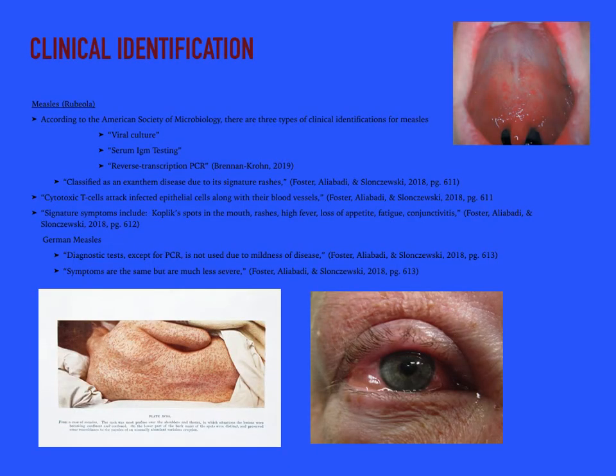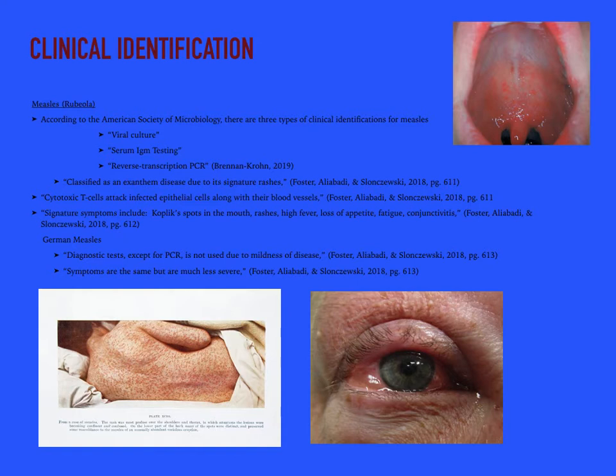Clinical identification. According to the American Society of Microbiology, there are 3 types of clinical identification for measles: viral culture, serum IgM testing, which is where they test the antibodies in your blood to see if you've ever had the virus or you have the virus, and reverse transcription PCR, which is to help doctors see RNA and DNA strands more closely. Both variants of the disease are classified as an exanthem disease due to the signature rashes.